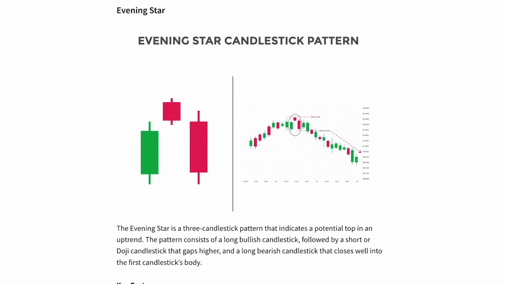The next one here is an evening star. So again, it's sort of the reverse of the morning star. It's more of an N-shape, whereas the morning star was a U-shape, and it follows the same pattern. So it indicates a potential top in an uptrend. The pattern consists of a long bullish candlestick followed by a short bearish candlestick or doji candle that gaps up, and then followed by a long bearish candlestick that closes well into the first body. So it's going to open here and close here, well into the first one, in this three candlestick pattern.